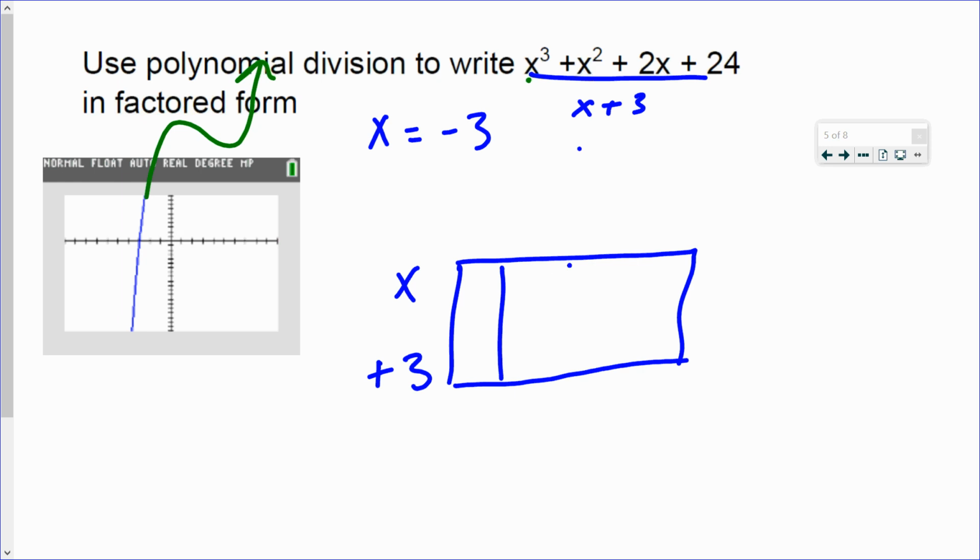So like I said, we're kind of piecing together a generic rectangle to get to that. So I think, okay, well, what times x gets me x cubed? Well, that's x squared. So x squared times x does get me x cubed. But that allows me to get the next box, which x squared times 3 is 3x squared. And this is where sometimes we get stuck a little bit, is, well, I have 3x squared.